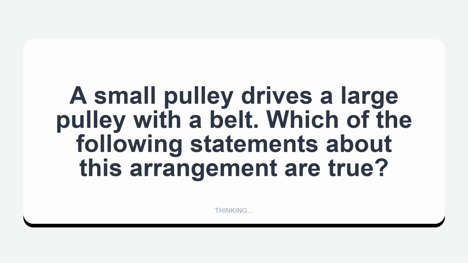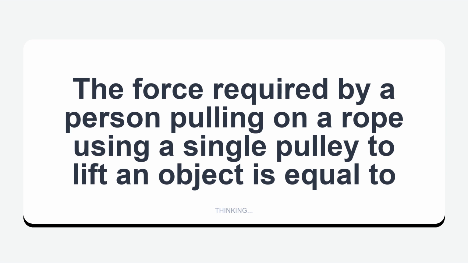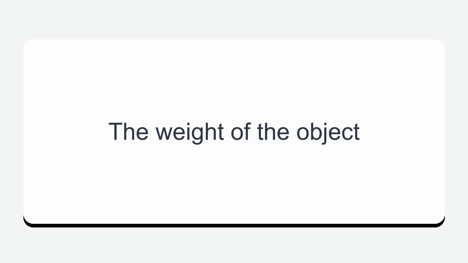A small pulley drives a large pulley with a belt. Which of the following statements about this arrangement are true? The smaller pulley turns faster. The force required by a person pulling on a rope using a single pulley to lift an object is equal to the weight of the object.